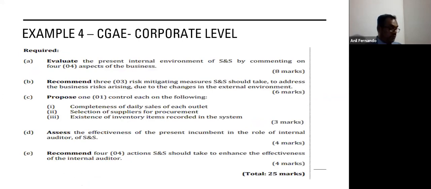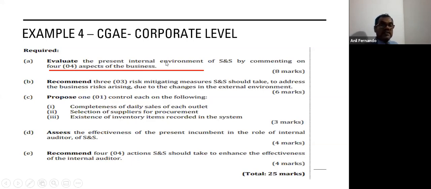Now, example 4. Evaluate the present internal environment of SNS by commenting on 4 aspects of the business. Evaluation. So when you evaluate, of course, you have to give a kind of judgment. But one thing is there, by commenting on 4 aspects of the business.